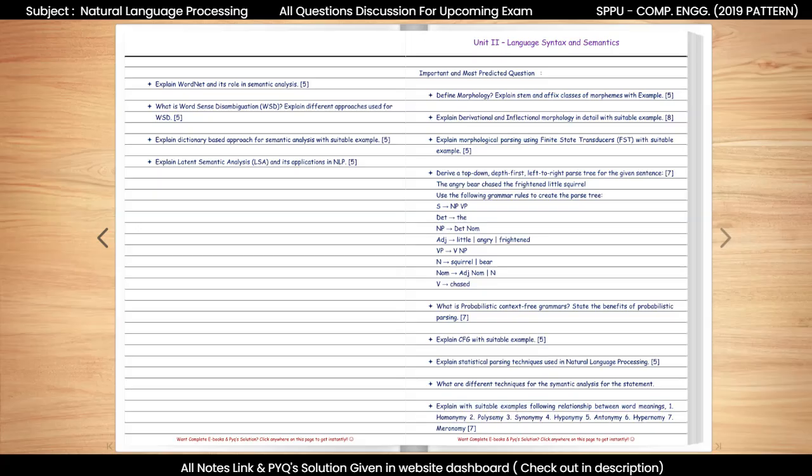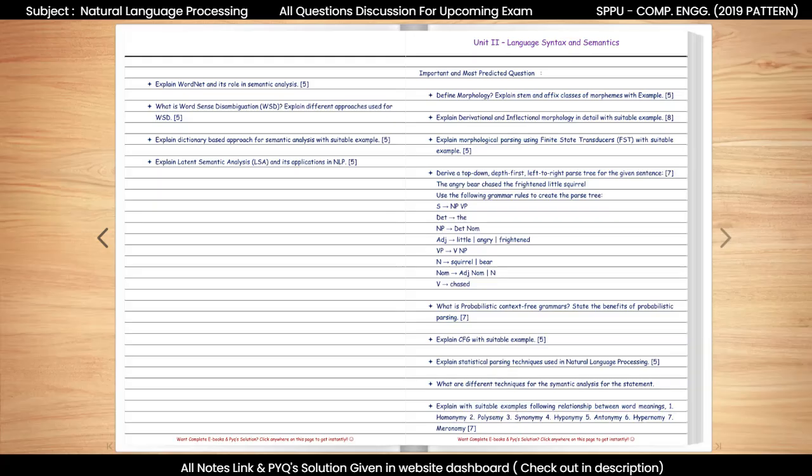Now, let us move on to our next important topic, dictionary-based semantic analysis. From this topic, we can expect questions such as, explain dictionary-based approach for semantic analysis with suitable example. Dictionary-based semantic analysis uses definitions and word relations from dictionaries to understand meaning. For example, the meaning of bank is selected based on nearby words like money or river. This approach relies heavily on lexical resources.